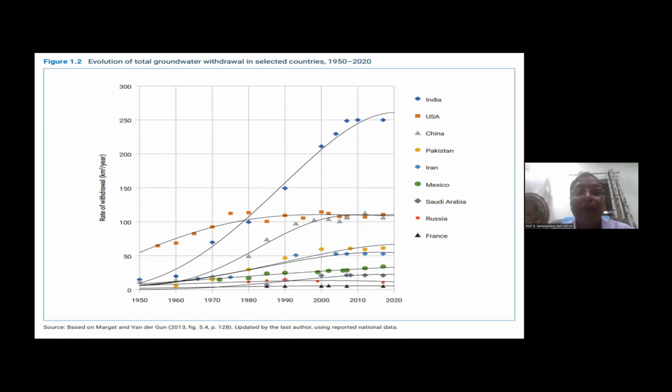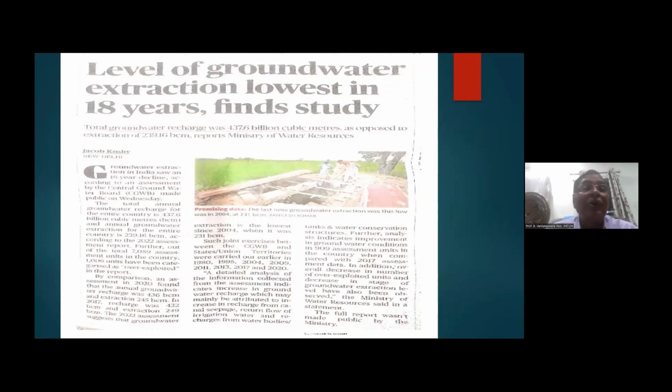That is the story. And level of groundwater extraction is lowest in 18 years, finds a study within India. Recently, I have brought this up. Regarding groundwater extraction in the last 18 years in India, from the Central Groundwater Board, normally we used to pump around 250 cubic kilometers, whereas in 2022 it was a little bit less. So this is the 18-year lowest in 2022, as this report says.